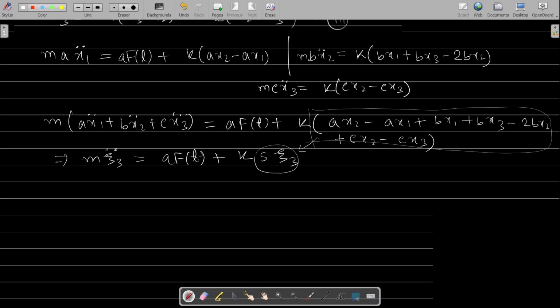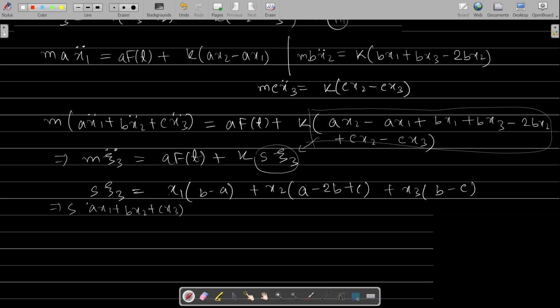So for this to happen, we need to have x1 with b minus a, x2 with a minus 2b plus c, x3 with b minus c. Okay, and obviously we have psi3 by definition to be a x1 plus b x2 plus c x3. Right?